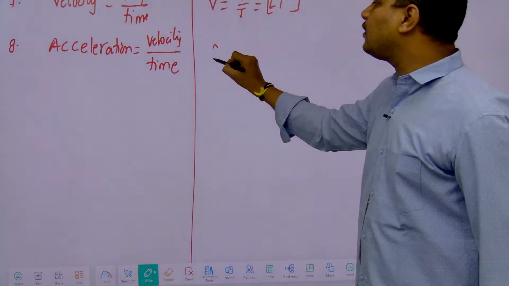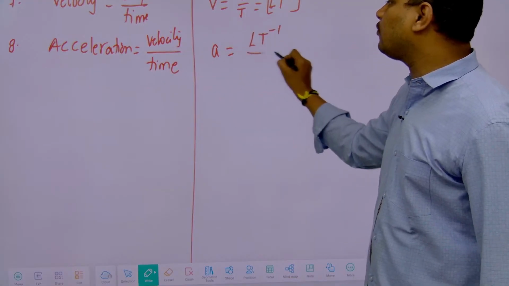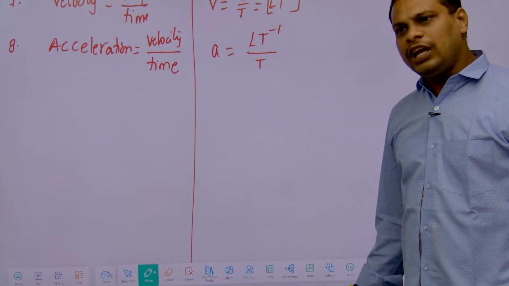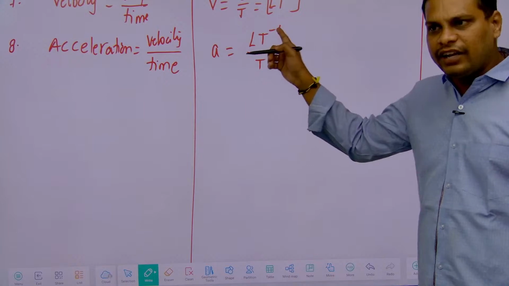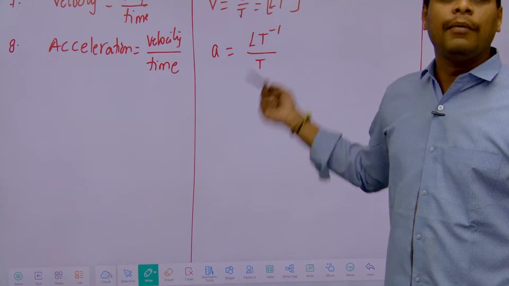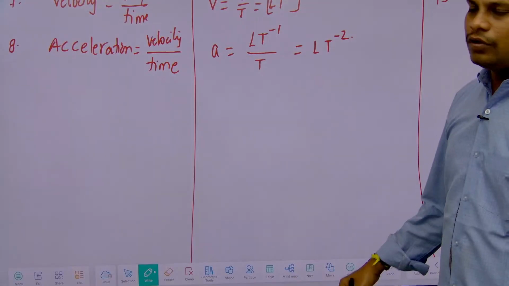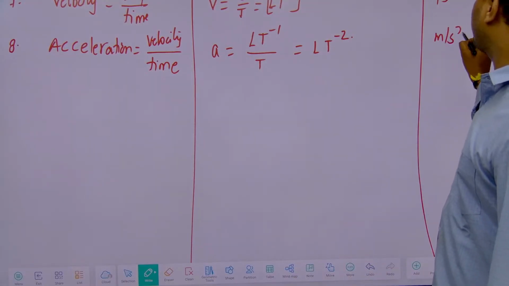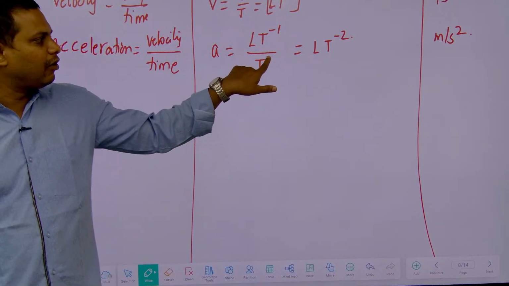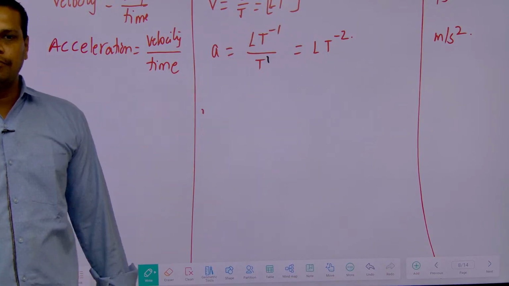Then what about acceleration? Velocity by time. Velocity means L T power of minus 1 by time, which is T. If this T goes to numerator, it is T power minus 1. Already minus 1 is there, so one more minus 1 gives minus 2. So the dimensional formula is L T power of minus 2. And the unit is meter per second square. Okay, you know this, right?